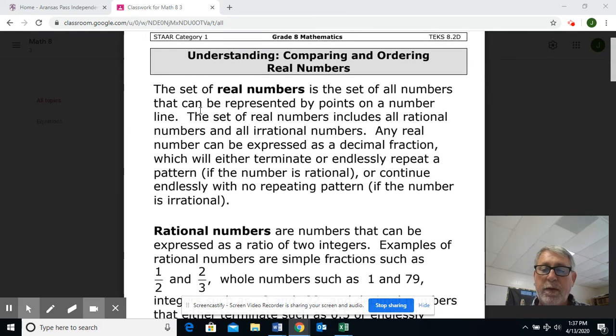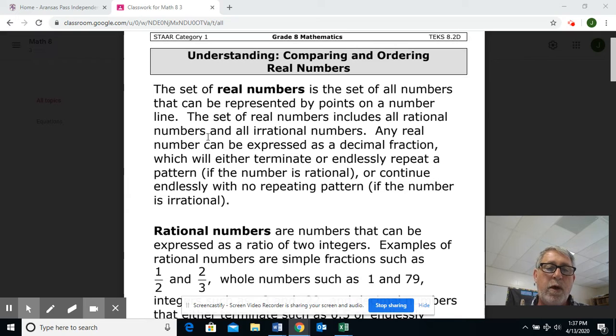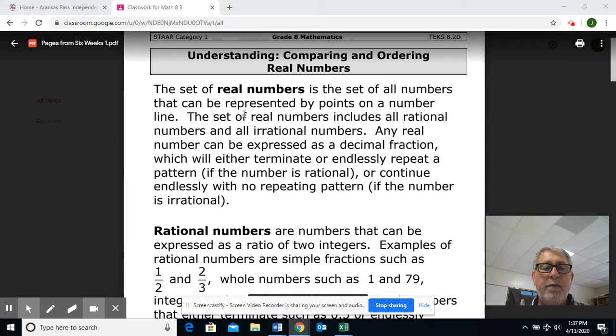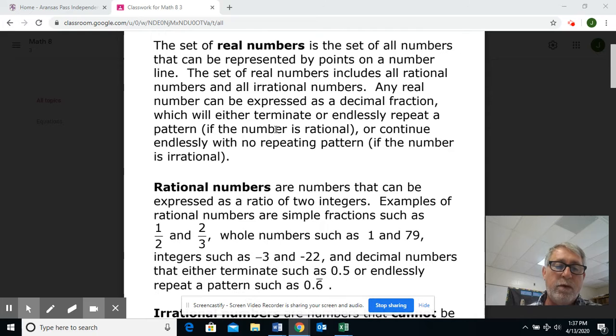If they say increasing, that means smallest first, largest last. If they say ascending, that's going up, so you start small and get bigger. If they say descending, it means start large and get smaller. So those are the kinds of ways they may ask these questions.